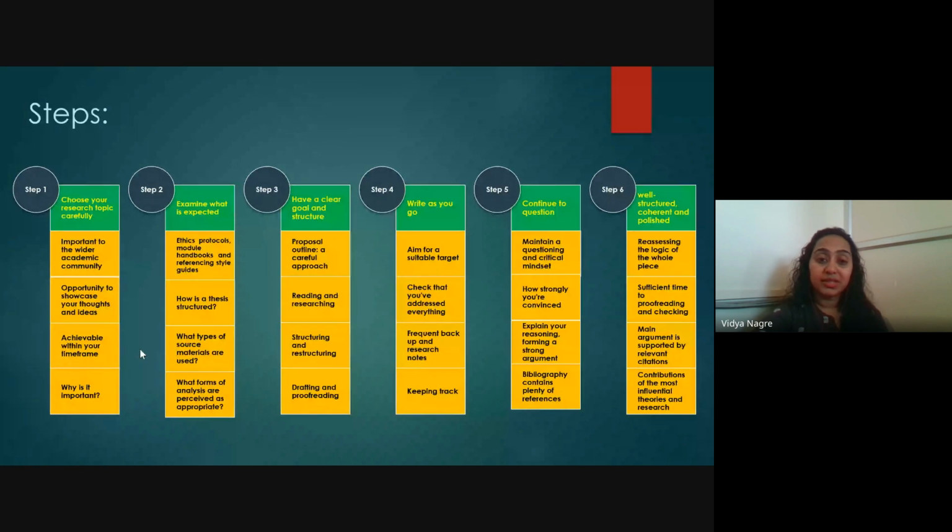Now the third step is to have a clear goal and structure. Before you start writing your thesis, the first thing you have to do is write a proposal. A proposal is a sort of an outline about what you are aiming at, how you have planned to structure it, and what you are going to do through it. These are the things in the proposal stage.